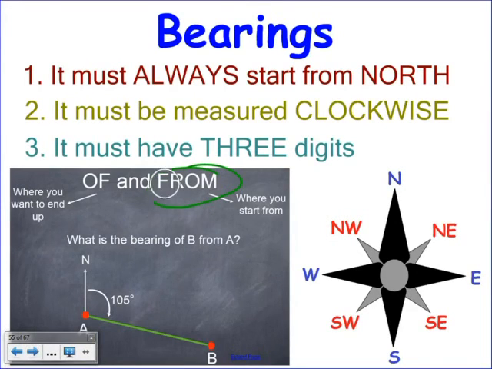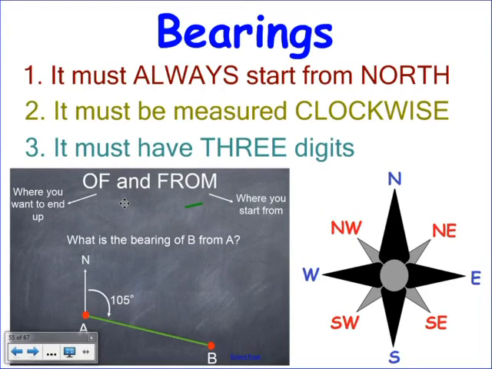Bearings, getting pretty close to where we were the other day. Okay, bearings all start from north. They must be measured clockwise, so you go clockwise round, and it must have 3 digits. And a lot of the time, they'll tell you and write down the 3-digit bearing of such and such. That doesn't mean it's got to be bigger than 100. They're trying to give you a hint that there's a leading 0.